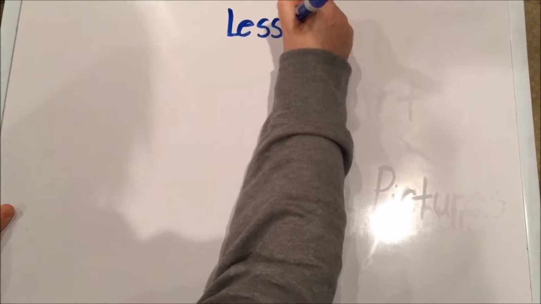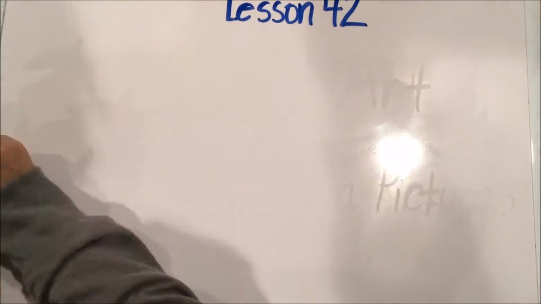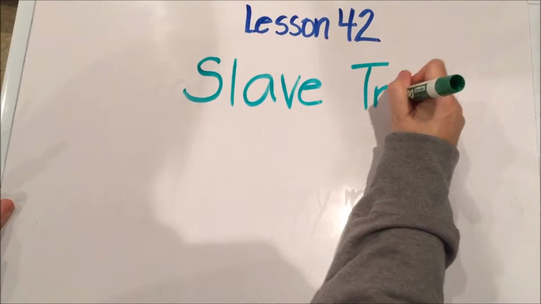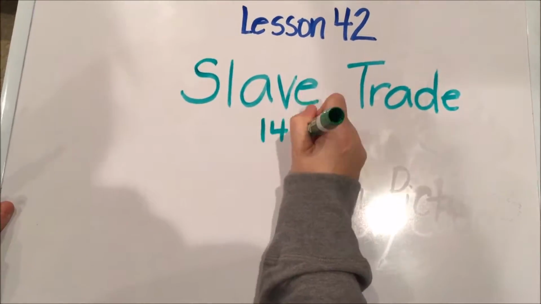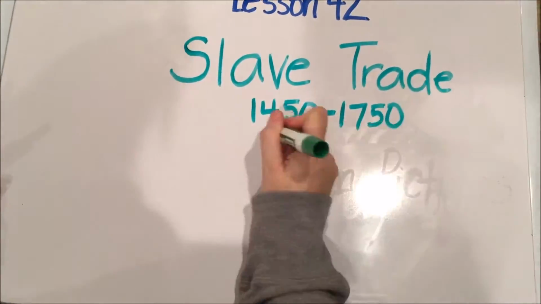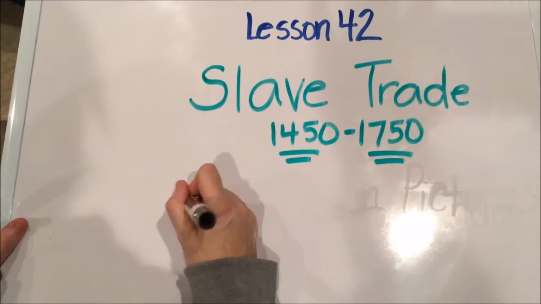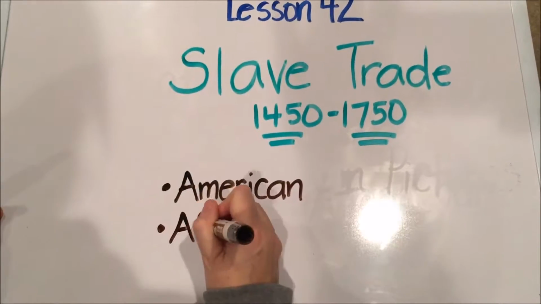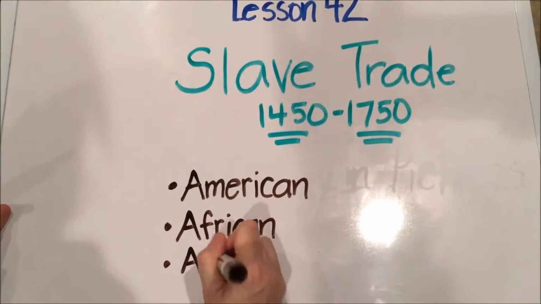In this episode of Educational Art, we're going to be learning about the Asian slave trade, African slave trade, and American slave trade between 1450 and 1750. We're going to be comparing and contrasting these, seeing their economic, political, social, and environmental impacts as well.